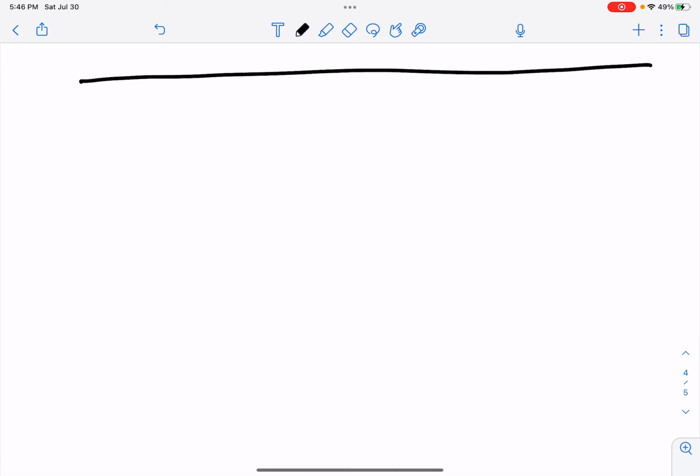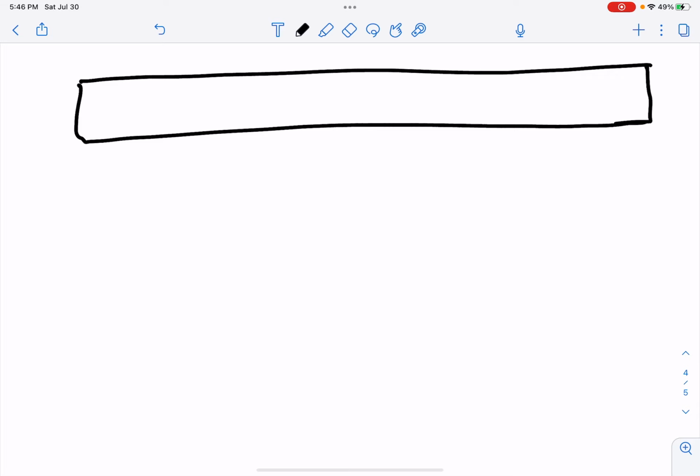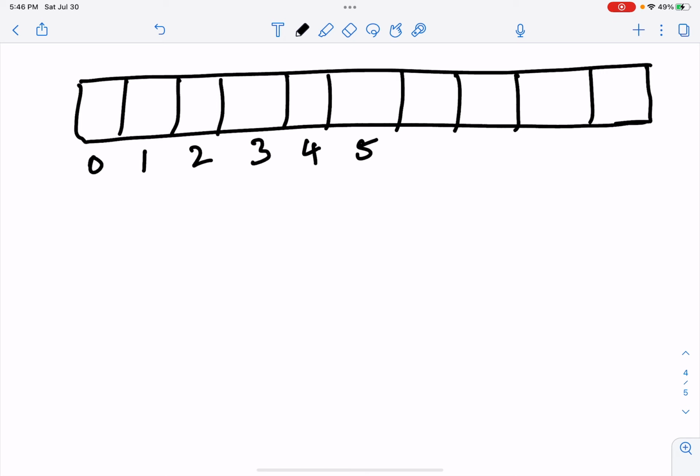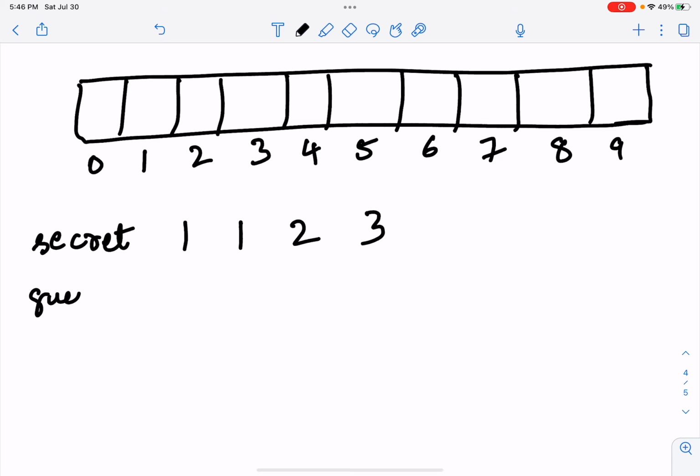I'll draw the frequency map again: 0, 1, 2, 3, 4, 5, 6, 7, 8, 9. So here the example is secret 1123, guess 0111.